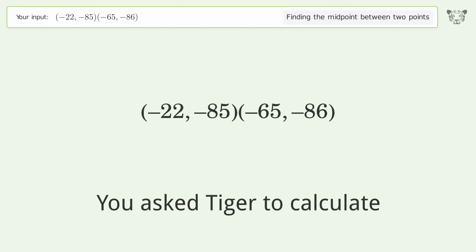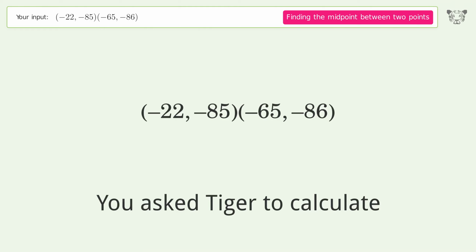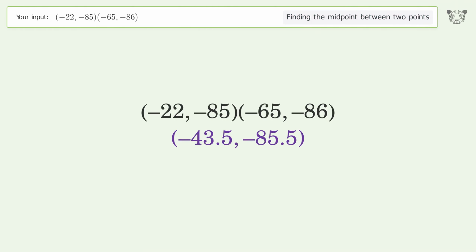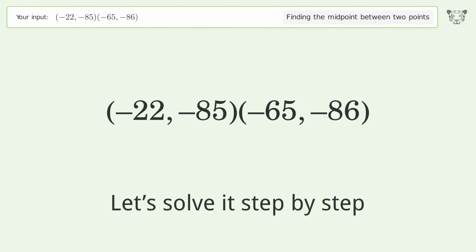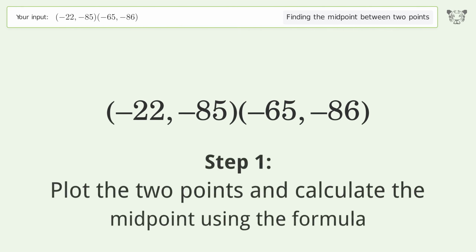You ask Tiger to calculate. This deals with finding the midpoint between 2 points. The midpoint between the 2 points is -43.5, -85.5. Let's solve it step by step. Plot the 2 points and calculate the midpoint using the formula.